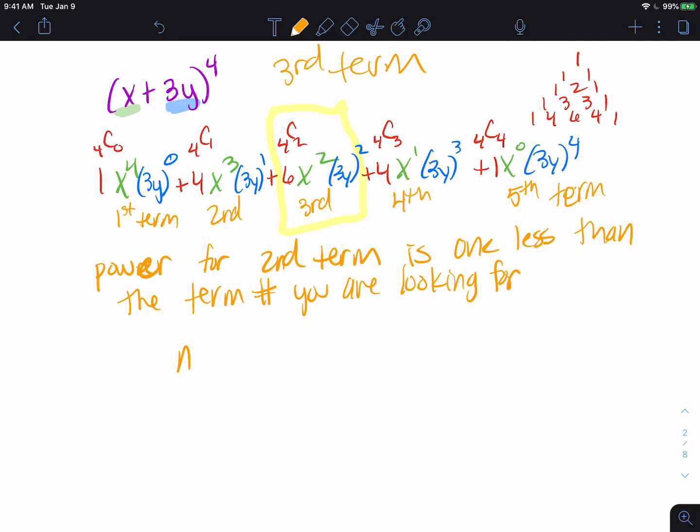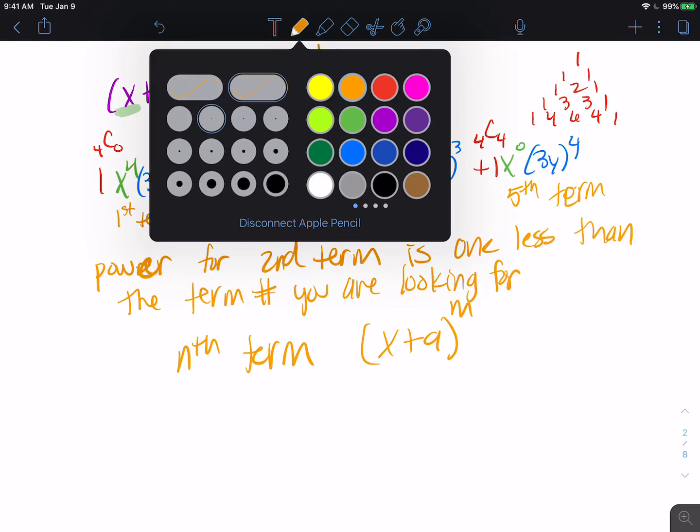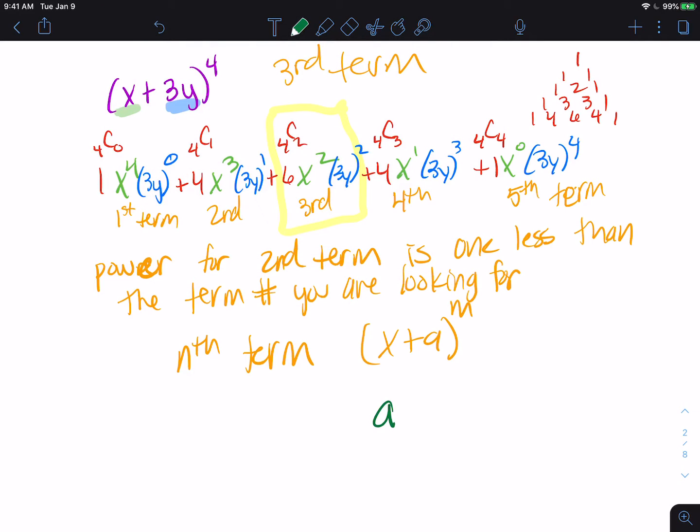Okay? So if you're looking for the nth term for x plus a to the m, let's not say n twice, maybe a different letter. Let's do m. So we're looking for the nth term, so I'm going to take whatever our a value is, and I'm going to raise it to n minus 1. Right? That's what we're saying. We go 1 before the nth term.